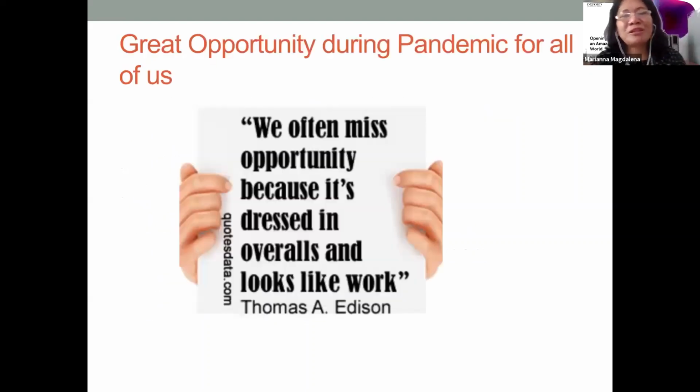Great opportunity during pandemic for all of us. It's a very good quotation from Thomas Alva Edison, the scientist who had a very high spirit, really hard worker also. We often miss opportunity because it is dressed in overalls and looks like work. So actually during this pandemic, we have great opportunity.